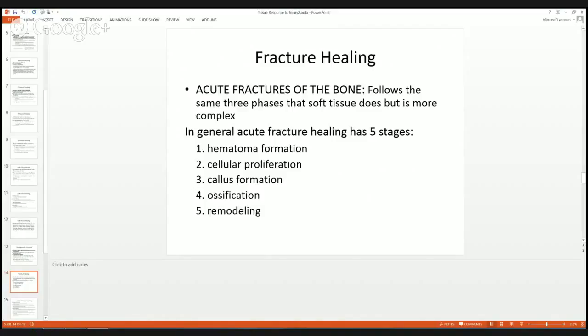So, acute fractures of the bone follow the same 3 phases again. In general, though, acute fracture healing has 5 stages: hematoma formation, cellular proliferation, callus formation, ossification, and then remodeling. The ossification is actually laying down the calcium, and then it remodels back to what it used to look like, or a similar variation of what it looks like. But if you break your collarbone, it's more than likely it will never look exactly the same. You usually get a great big lump.